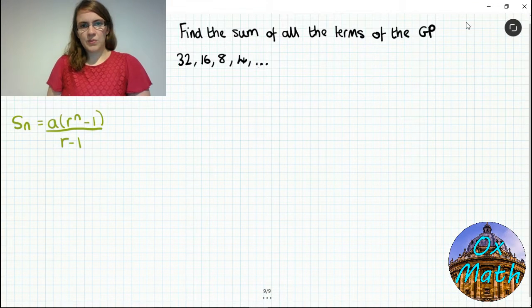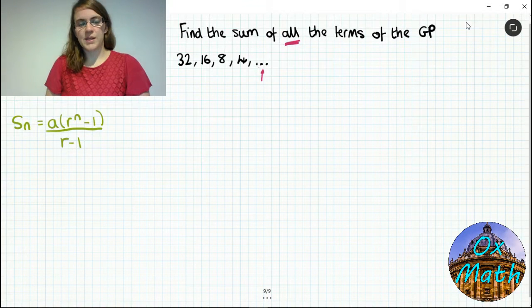So in this question we are asked to find the sum of all of the terms of a geometric progression. Now we have not been given an end to this geometric progression, so this means that it technically goes on forever. There are an infinite number of terms. Now summing an infinite number of terms is only possible if the numbers of each of the terms are getting smaller. If the terms were getting bigger, then the sum would just keep getting bigger and bigger and bigger. But because they're getting smaller, there is actually a limit.